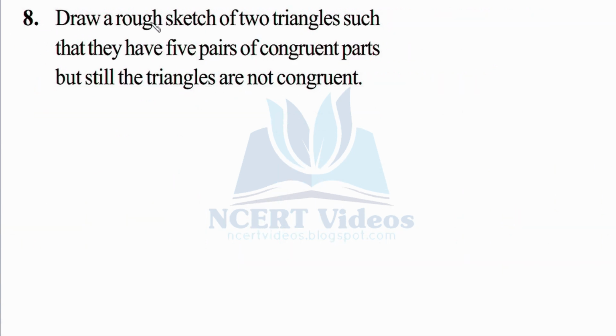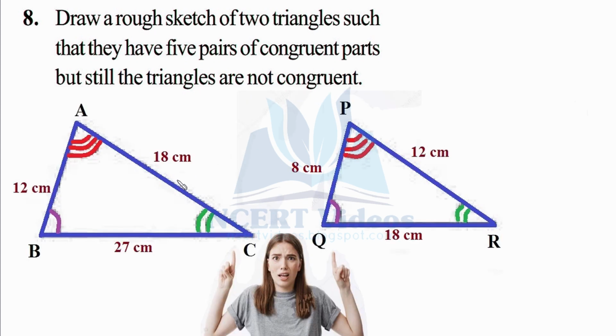Question 8. Draw a rough sketch of 2 triangles such that they have 5 pairs of congruent parts, but still the triangles are not congruent. In this question, we are asked to find 5 pairs of congruent parts. That is, 5 parts are equal or congruent to 5 parts of another triangle. So we have taken 2 triangles, namely ABC, and another triangle PQR. We have shown that angle A measures angle P, B measures Q and C measures R.